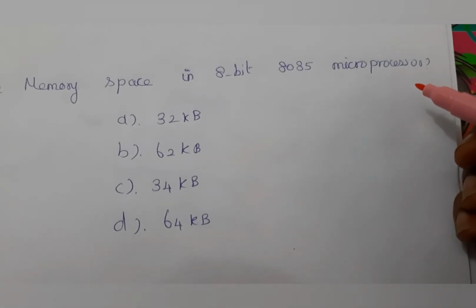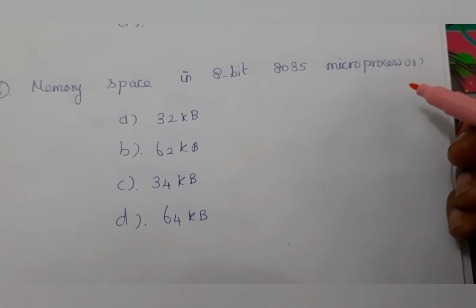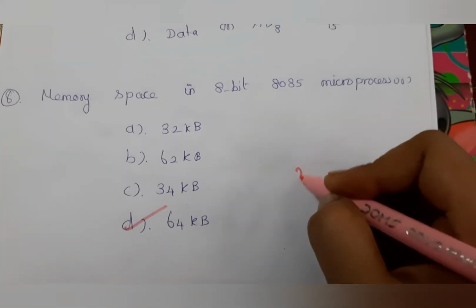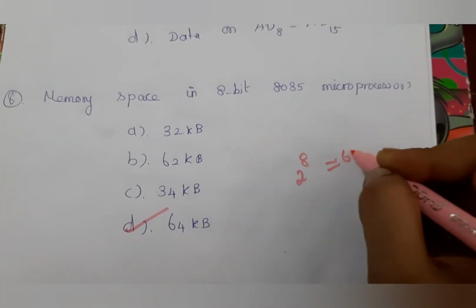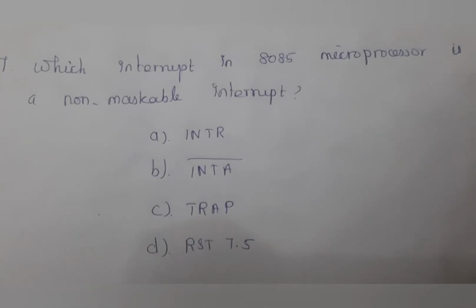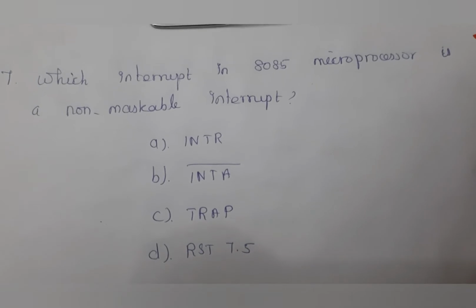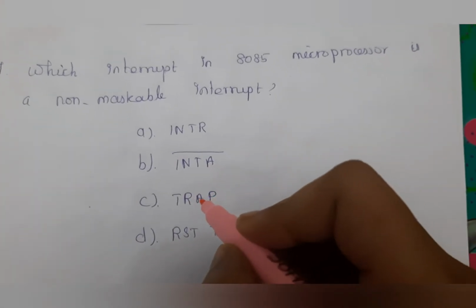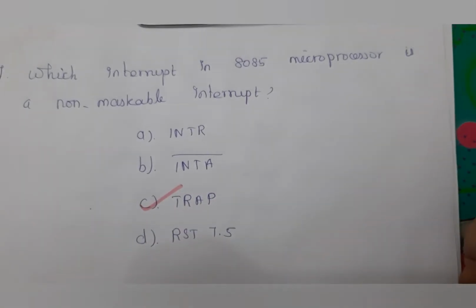Sixth question, memory space in 8-bit 8085 is 64 KB. Answer is D. Next question, which interrupt in 8085 microprocessor is a non-maskable interrupt? Trap is a non-maskable interrupt. So here the answer is C.